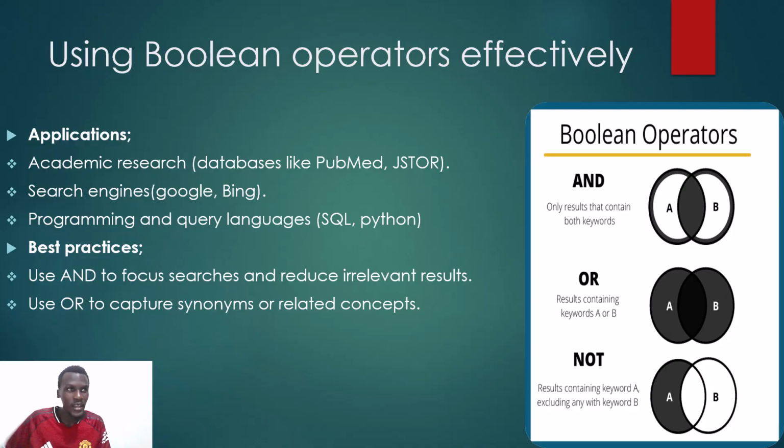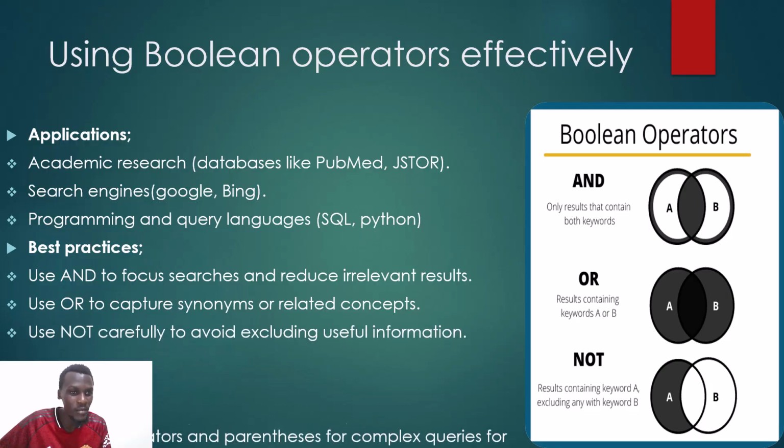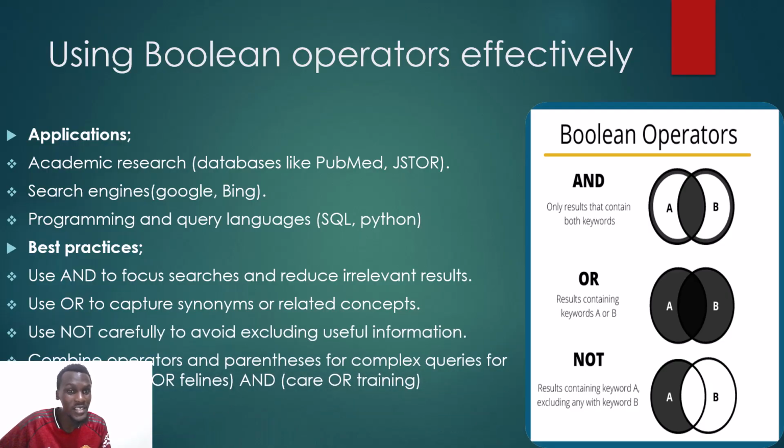They are also used in programming and query languages like SQL and Python, right? So the best practices are where they use them the most. People use AND to focus searches and reduce irrelevant results. You understand? When you use AND, they will only bring the intersection of that information. They will not bring for you the cats alone or the dogs alone. I'm using cats and dogs in this whole explanation, but you understand that I can mean any sort of query here. So they'll bring for you only cats and dogs.